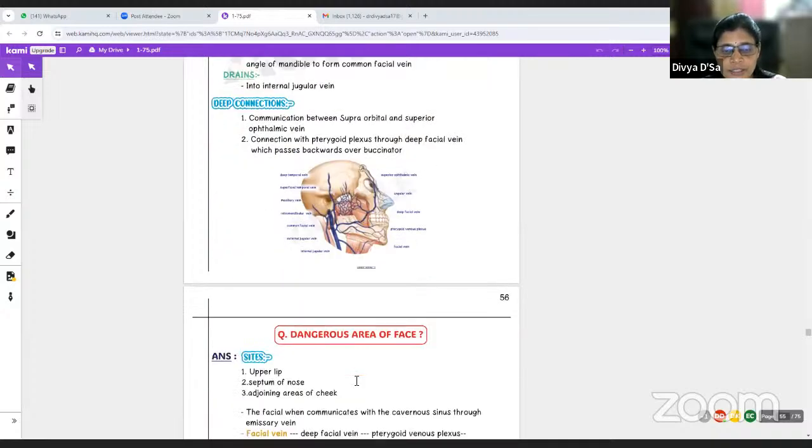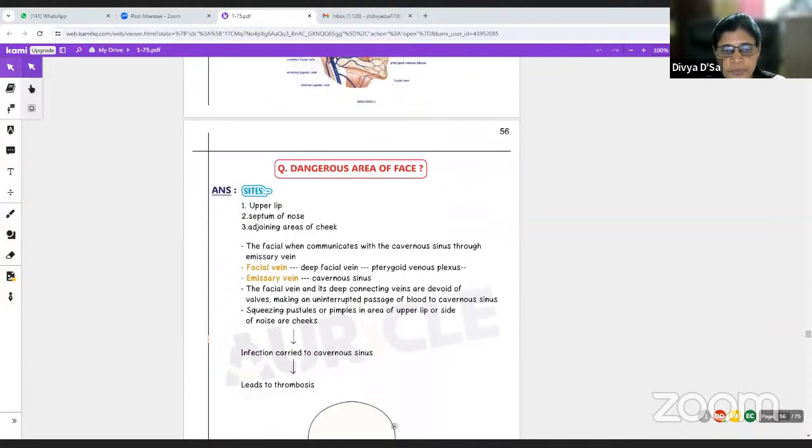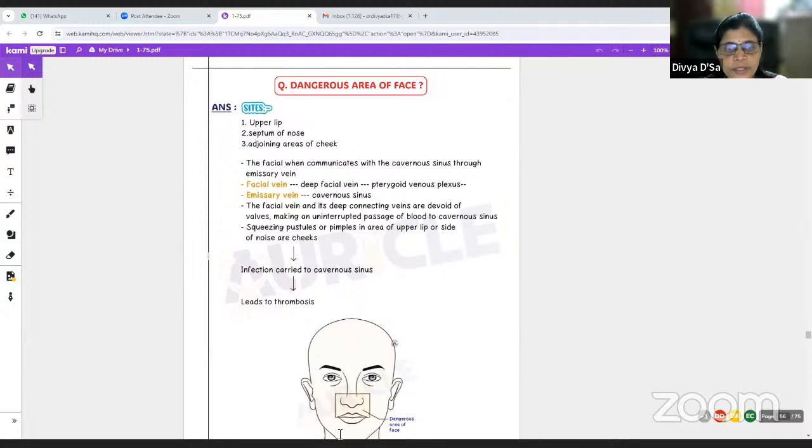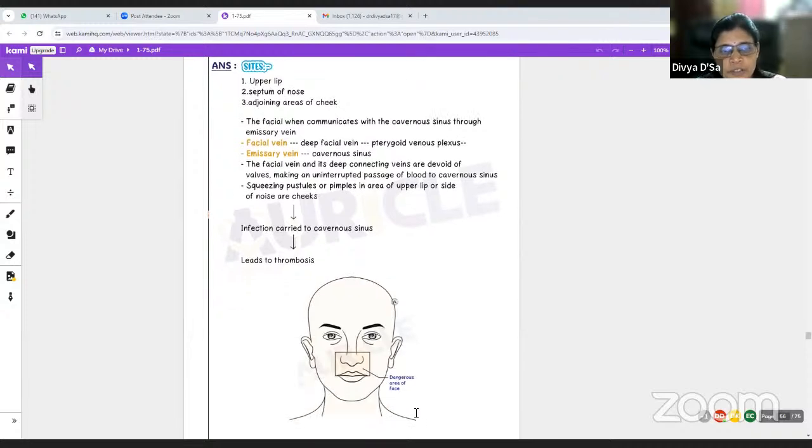Next question is the dangerous area of the face. Okay, it's usually asked as a 3 marks short answer question. So which is the dangerous area of the face? It is the upper lip, the septum of the nose. So if you see here, the upper lip part, the nasal septum at the adjoining area of the cheek. So basically the upper part of the lip, that is in the philtrum area. This is the philtrum. So that is basically the dangerous area of the face.